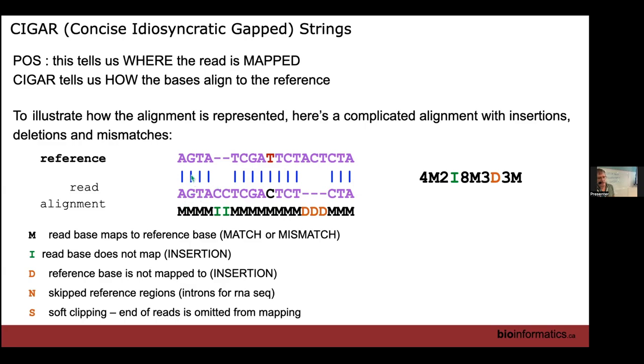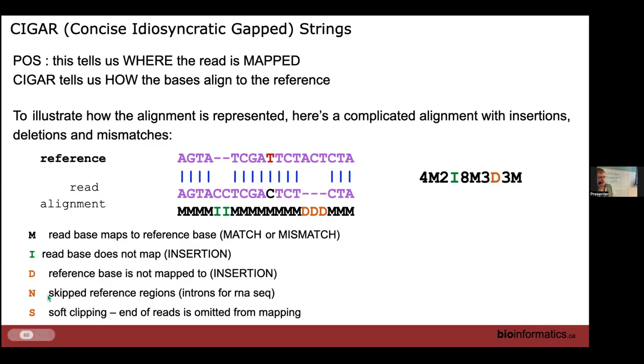It's basically saying what's happening in each position: either a one-to-one mapping, or a mismatch, which, as we see here, is still called an M, or where there are insertions happening, or deletions happening, missing from the read itself. That's summarized by counting them up and representing it like this, in this case 4M, 2I, 8M, 3D, M. That's 4 matches, two insertions, another 8 matching, another 3 with a deletion.